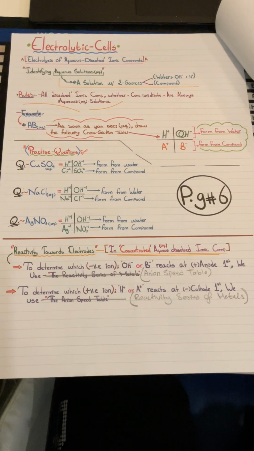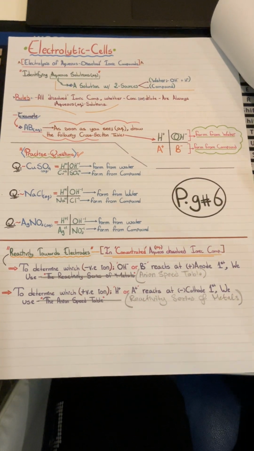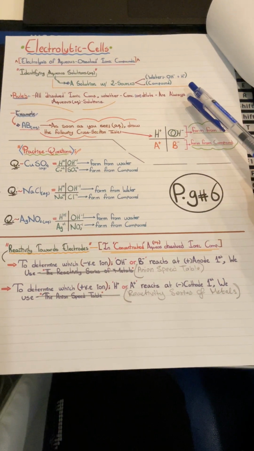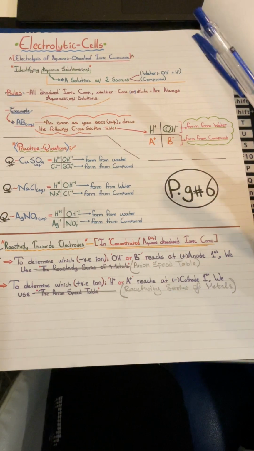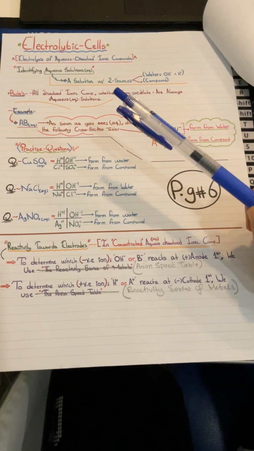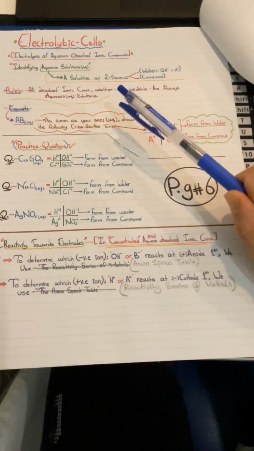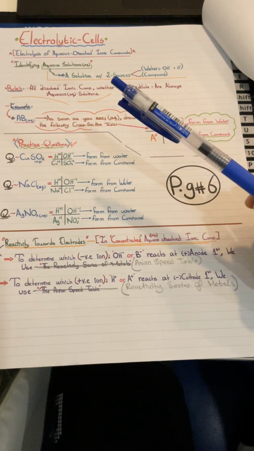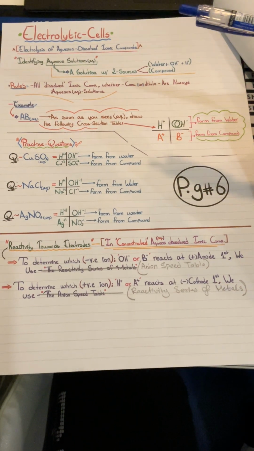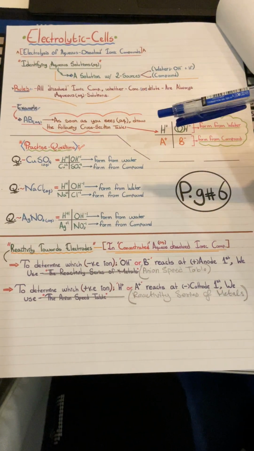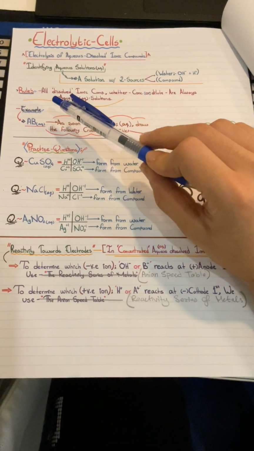So what is an aqueous solution first? If you don't know, an aqueous solution is simply a solution with 2 sources: water, which is hydroxide plus hydrogen, and a compound, okay? All dissolved ionic compounds, whether concentrated or dilute, are always aqueous solutions, okay? So now I want you to learn first, how do you identify the aqueous solution and how do you deal with it? For example, AB here is our compound, okay?